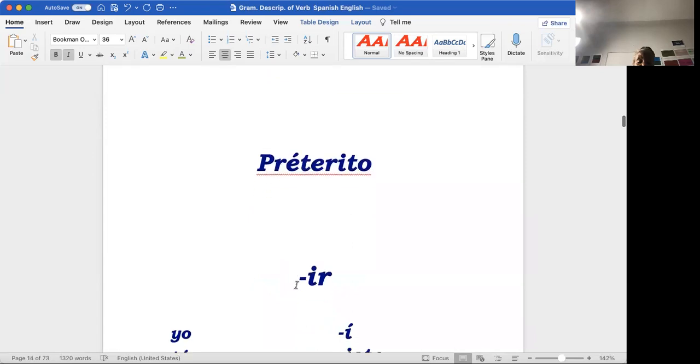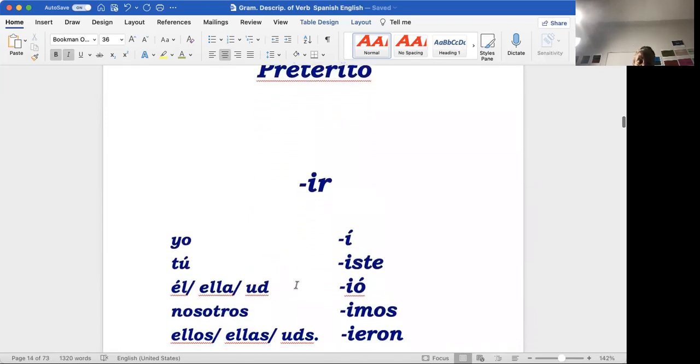Then let's look at the IR verb. The IR verb, here are the endings, the same as the ER verb. But with nosotros, with the IR verb, you're going to have to make the context tell you whether you're talking in the present or in the past, because the imos is the same for nosotros for the IR verb in the present and in the past. So it's viví, viviste, vivió, vivimos, vivieron.